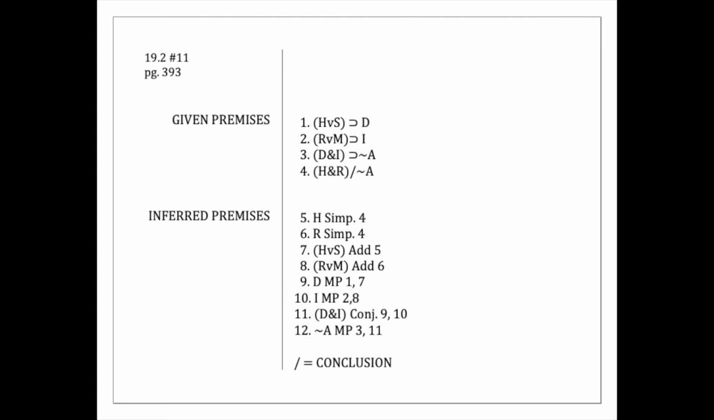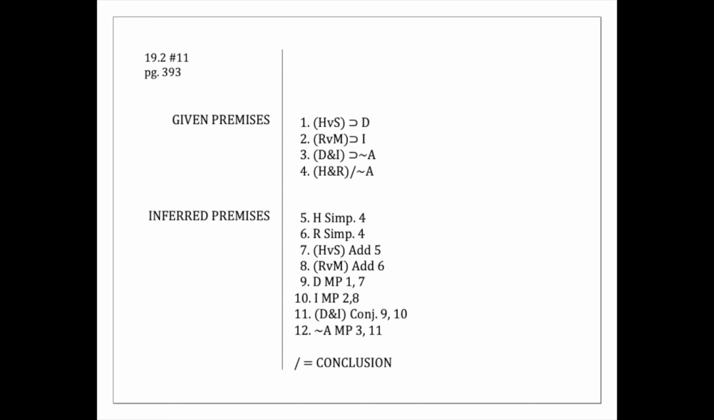Once we have inferred the disjunction H or S, then we can infer D based on the modus ponens rule, 1 and 7. Once we have inferred the disjunction R or M, then we can infer I based on the modus ponens rule again, 2 and 8.